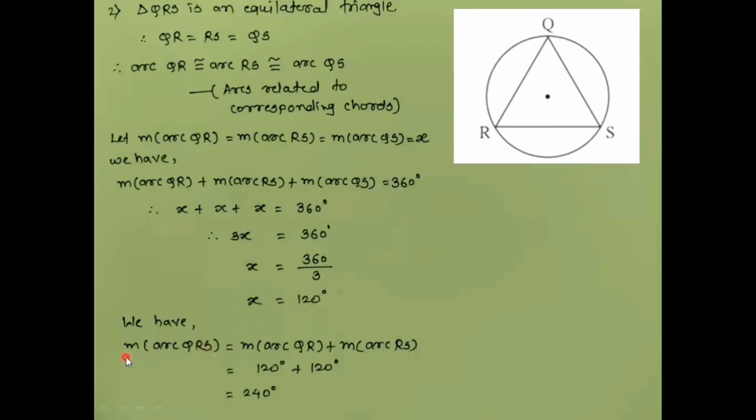Now the question is, we have to find the measure of arc QRS. Arc QRS is made up of two smaller arcs, that is arc QR and arc RS. So to find the measure of arc QRS, we just add measure of arc QR plus measure of arc RS. Both of them are 120 degrees as we have just found. So 120 plus 120, we get 240 degrees. So this is the measure of arc QRS.